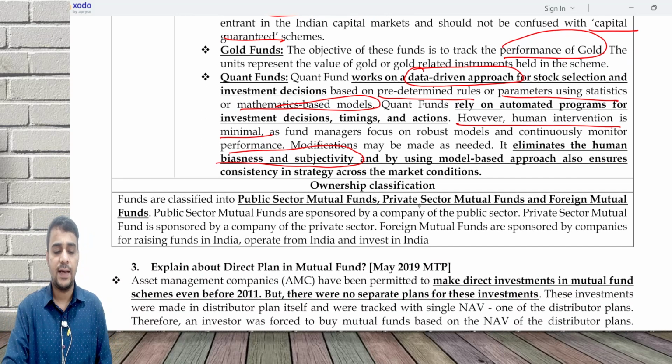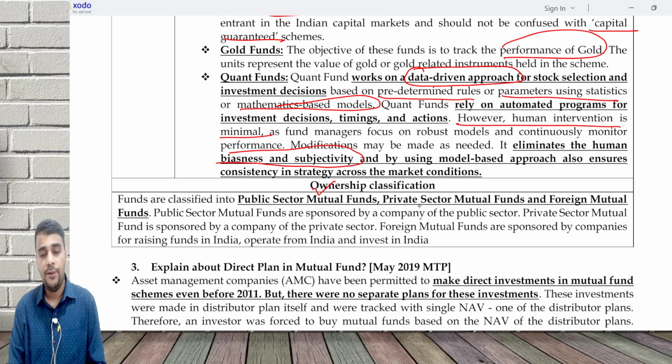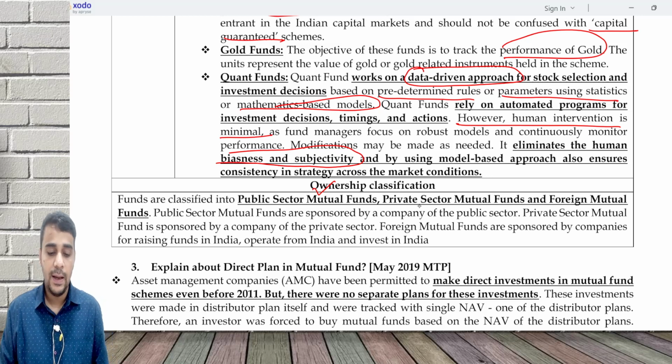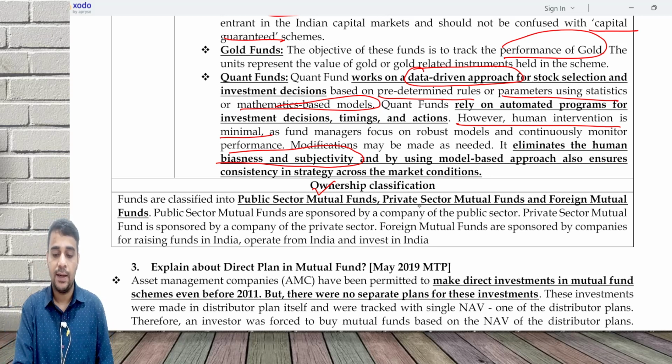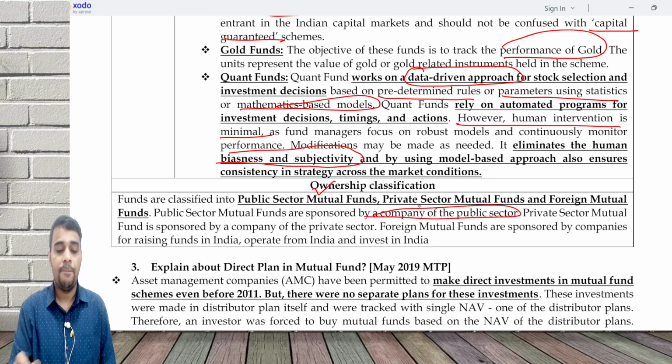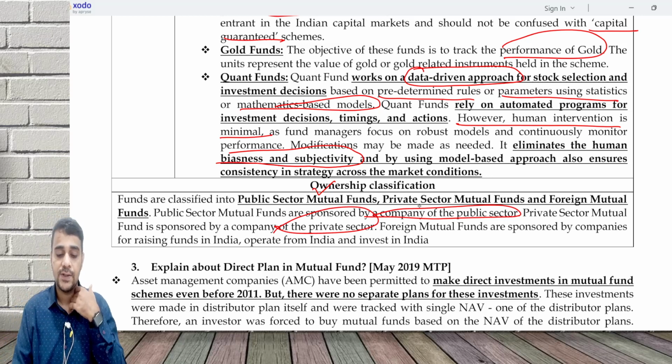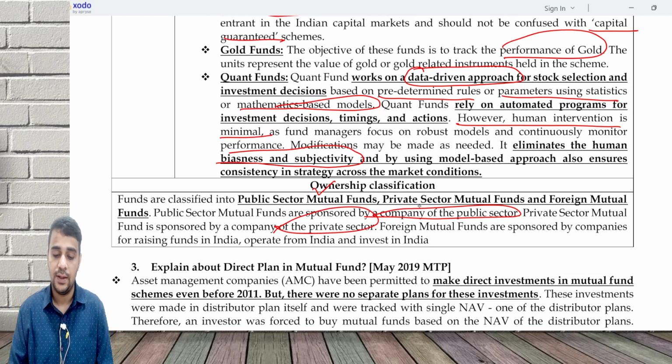Funds can also be classified based on ownership. These are self-explanatory: public sector mutual fund, private sector mutual fund, and foreign mutual fund. A public sector mutual fund is sponsored by a company of the public sector. Private is by the private sector, and foreign is by someone outside India. The first two are sponsored by companies for raising funds in India, operate from India, and invest in India. But foreign mutual funds are sponsored by companies outside India.